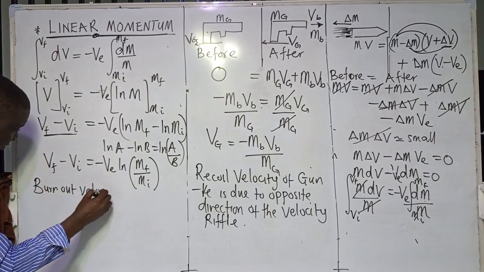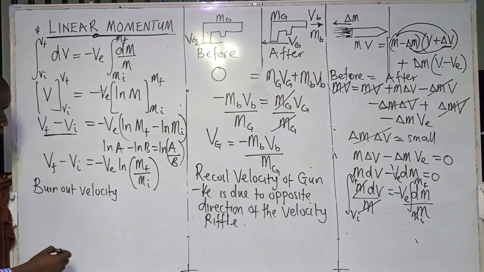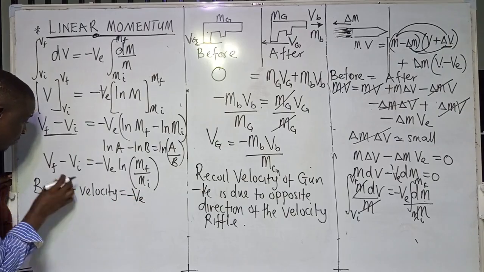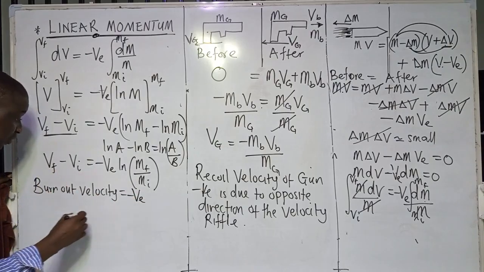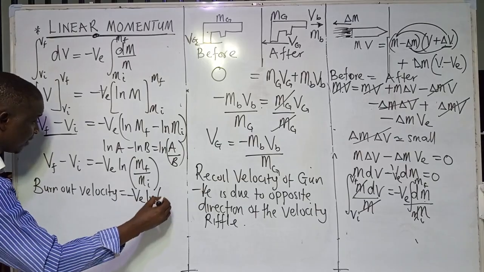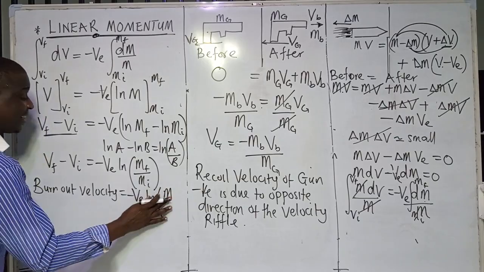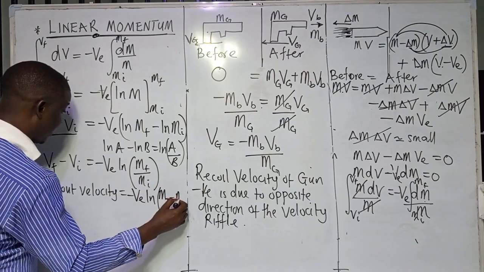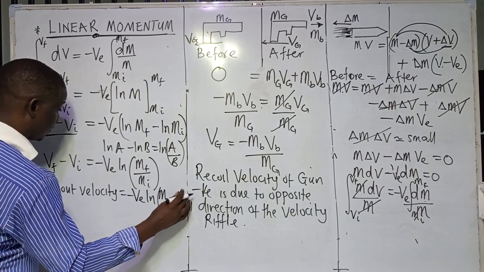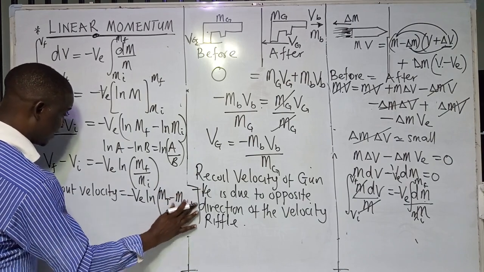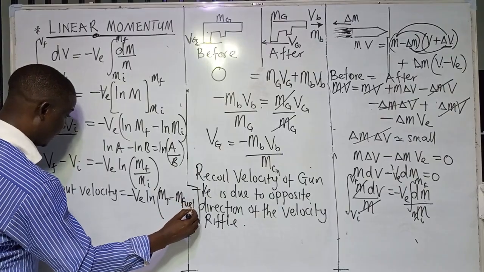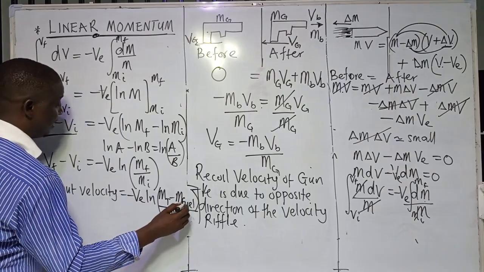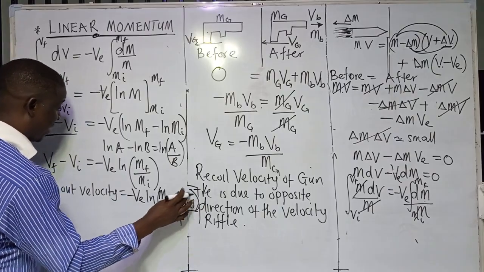Velocity of the rocket is equal to the exhaust velocity, because V final minus V initial is burn out velocity, times ln M final. M final is the mass of total minus mass of fuel. Please take note of that. This mass of fuel divided by the mass of total, because initial mass is total mass.